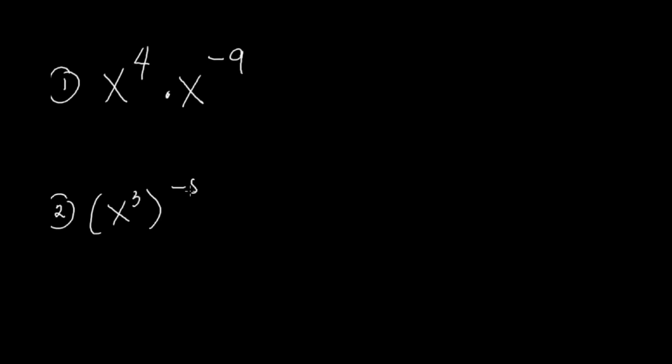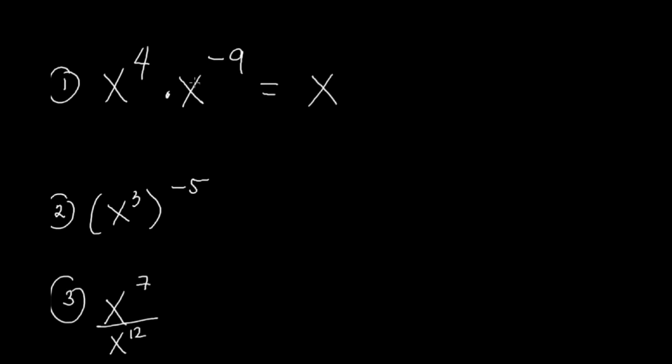Go ahead and simplify these problems. Simplify the following expression. Number 1, x to the 4th times x raised to negative 9. Number 2, x cubed raised to negative 5. Number 3, we have x raised to 7 over x raised to 12. Go ahead and work on these examples.